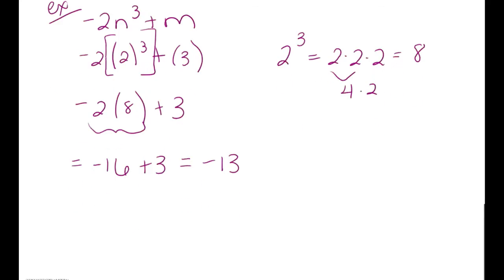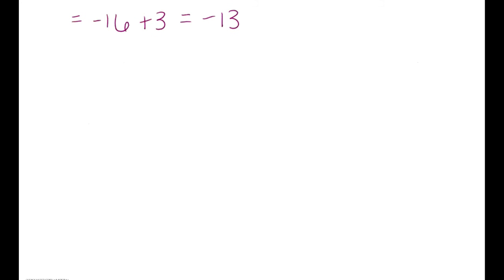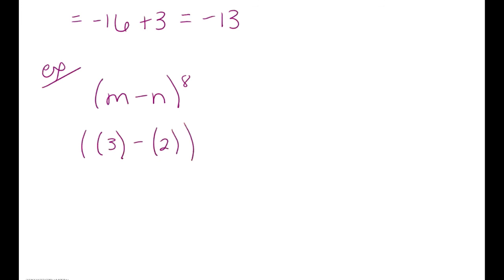All right, you guys, I'm going to do one more example like that for you, and then you're going to be ready to go here. What if we had the quantity m minus n to the 8th? Okay, we're going to make our substitutions here. For m, we had the value of 3, and for n, we had the value of 2, and then we keep everything else the same. So I'm going to rewrite this so you just see what's going to happen inside the parentheses here.